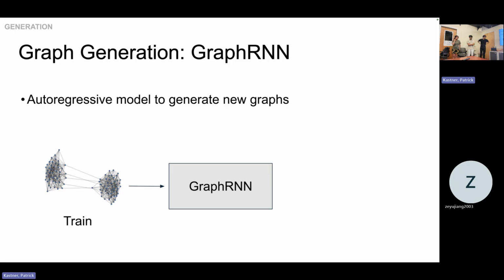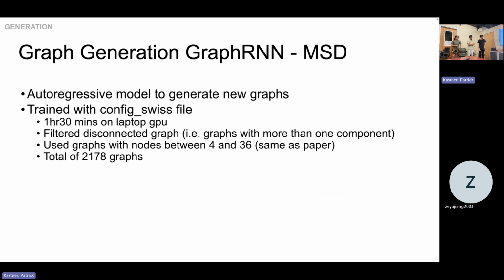Yeah, so one of the models we used is called graph RNN. What that basically does is you give it some type of graphs to train, right? In this case, you have a graph that has two clusters, and graph RNN will output similar graphs like that. We use this to train on the MSD data set, and it's actually pretty fast. I can run it on my laptop, which is kind of insane.